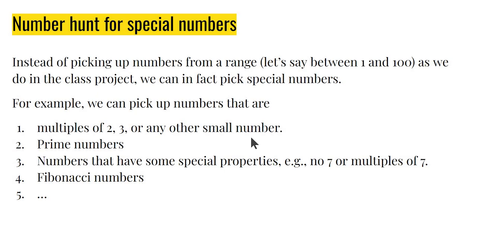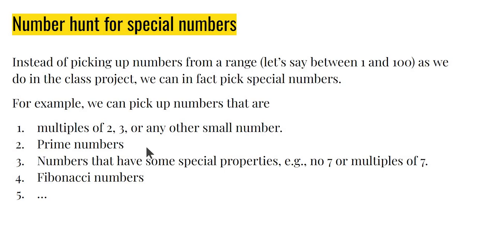We are looking at enhancing the number hunt project from the YByte Python curriculum available at www.ybyte.in. In fact, a very interesting idea comes from the fact that, why must our number hunt always run between, let's say, 1 and 100? Why can't we do the same thing on some special numbers? For example, we could pick up numbers that are, let's say, multiples of 2, 3, or any other number, maybe 5, 7, or whatever.